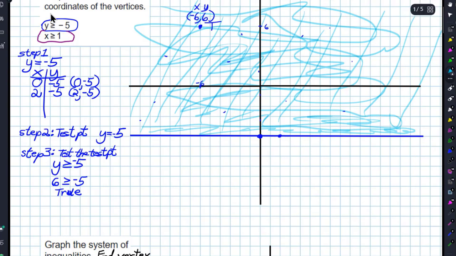But I'm not just graphing one, I'm graphing two. So I now am going to go over somewhere else and do the same thing with x is greater than or equal to positive 1. I make an x and y chart so I can come up with two points fast and easy.